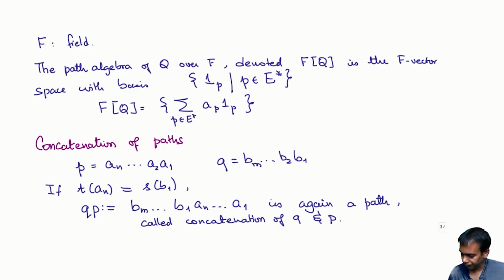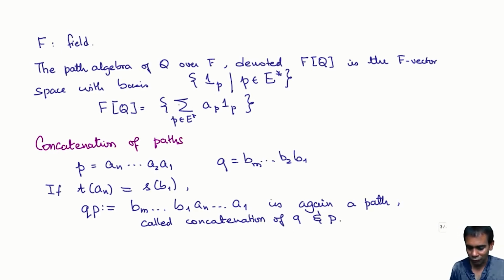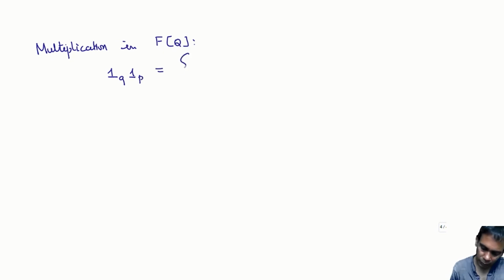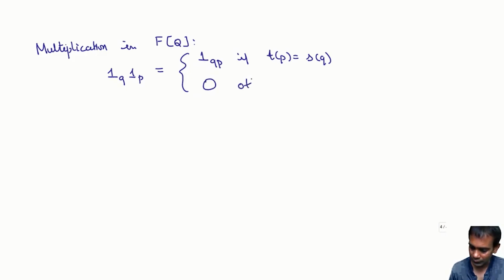Okay. Now I define multiplication in the algebra FQ by defining the multiplication of two basis elements. It's defined on basis elements as follows. 1_q multiplied by 1_p is defined to be 1_{qp} if the target of p is equal to the source of q, and 0 otherwise.